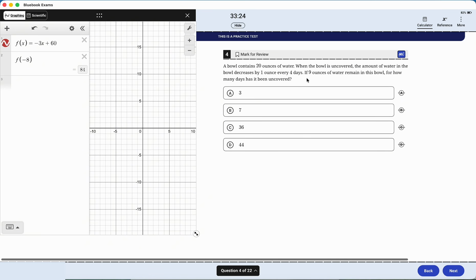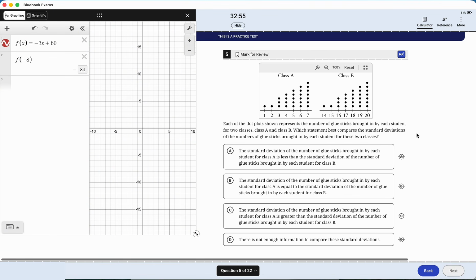Next one, a bowl contains 20 ounces of water. When the bowl is uncovered, the amount of water decreases 1 ounce every 4 days. If 9 ounces remain, how many days was it uncovered? One thing sometimes people get wrong with this is they don't use all the information. One way the SAT doesn't try and mess with you is they don't give you information you don't need. So you've got to figure out how all this information works together. You start with 20, you're left with 9. That means you used 11, and it's 1 ounce every 4 days. So that's going to be 11 times 4, that's 44.